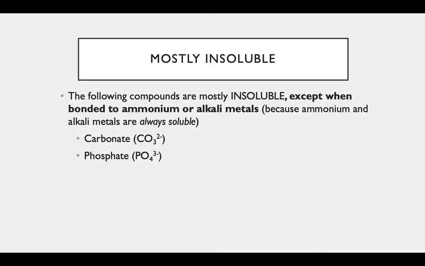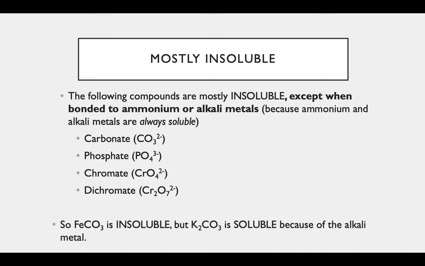So carbonate, phosphate, chromate, and dichromate. Unless those ions are bonded to ammonium or an alkali metal, it's going to be an insoluble solid compound that does not dissolve in water. However, the only way you can get these to dissolve is if you put them together with ammonium or an alkali metal. So for example, iron carbonate would be insoluble. But potassium carbonate is going to dissolve. It's going to be soluble because of the presence of that alkali metal in the compound.